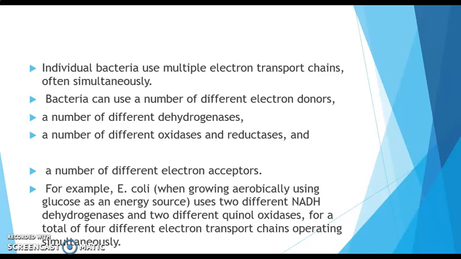For example, E. coli, when growing aerobically using glucose as an energy source, uses two different NADH dehydrogenases and two different quinone oxidases, for a total of four different electron transport chains operating simultaneously.